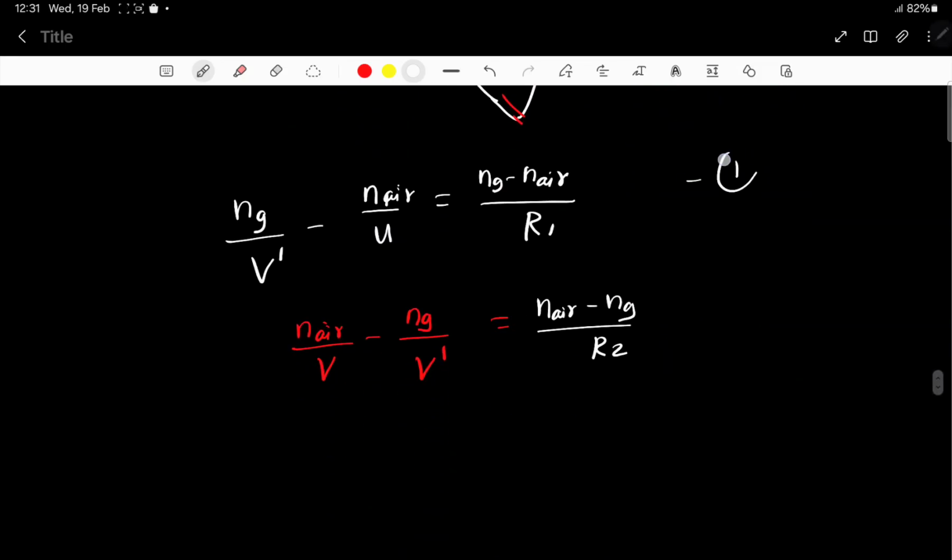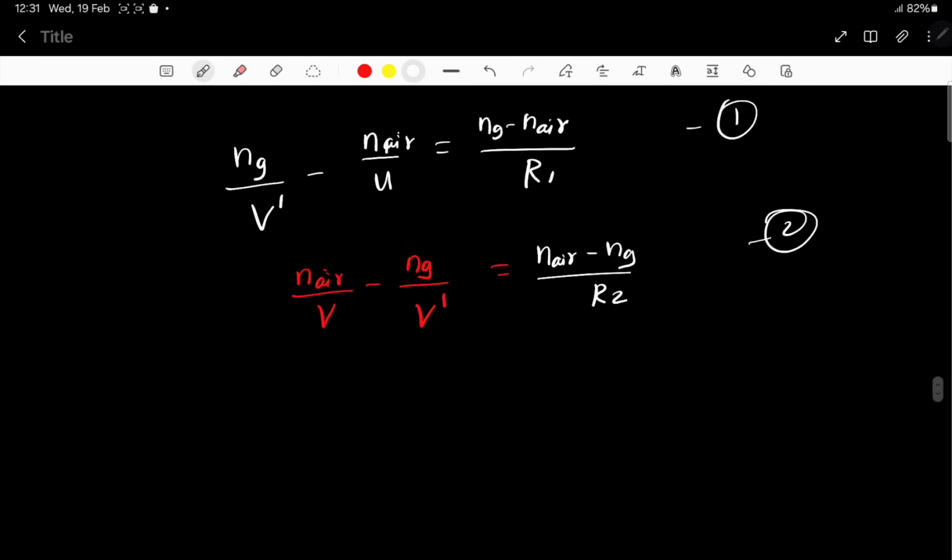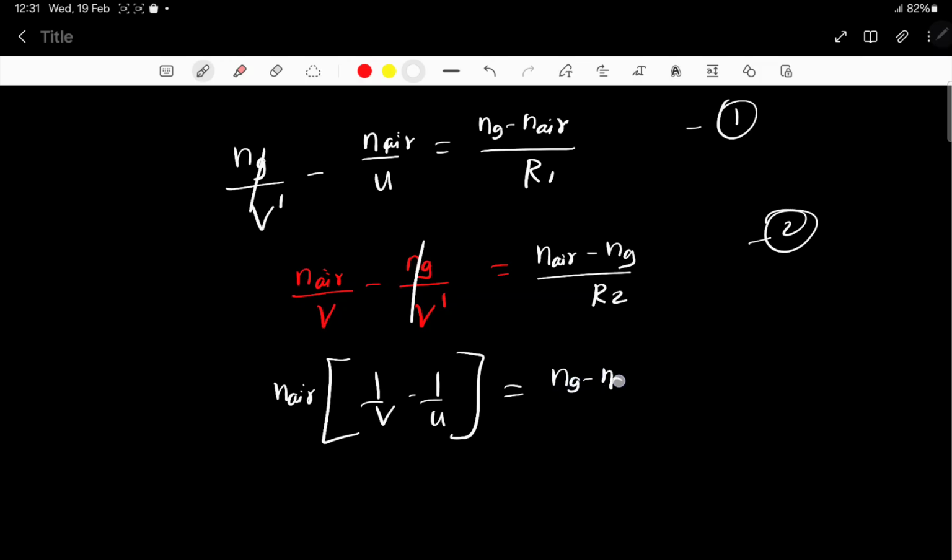Okay, if you consider this equation as equation 1 and this as equation 2, if you sum these two, you will be getting the Lensmaker equation. So just add this, and this parameter will get cancelled off. So I will be getting n of air into 1 by v minus 1 by u equal to, here I can take ng minus nr as a common factor. So I will be having 1 by r1 here, but here we have nr minus ng, but I have taken ng minus nr as a common factor. So I should put a minus of 1 by r2 over here.